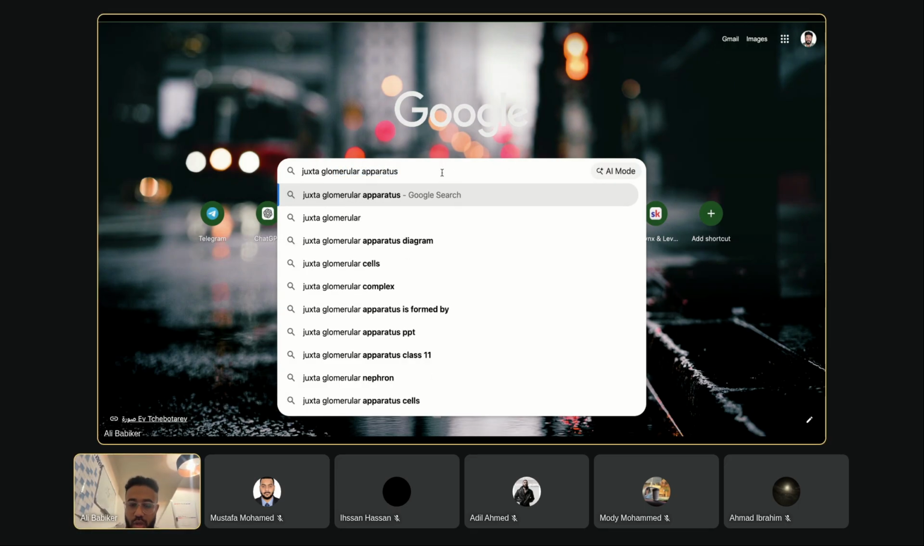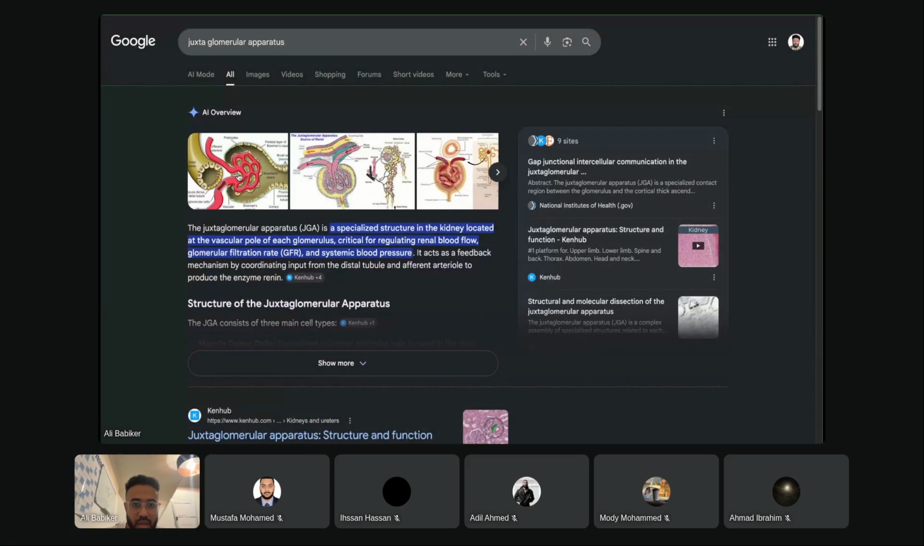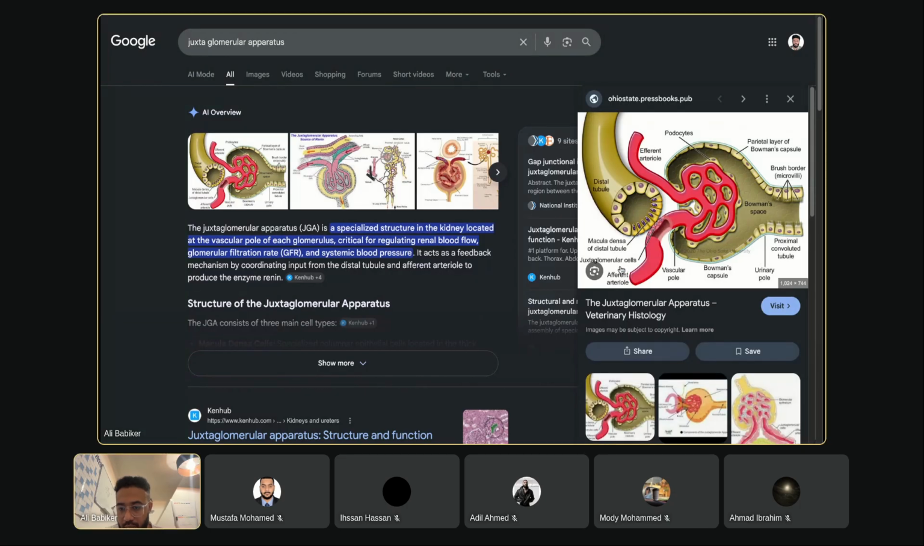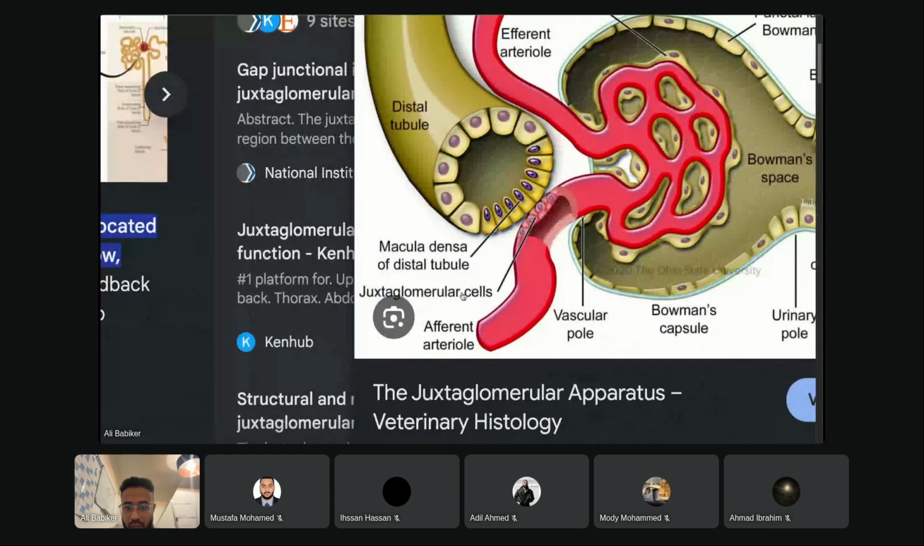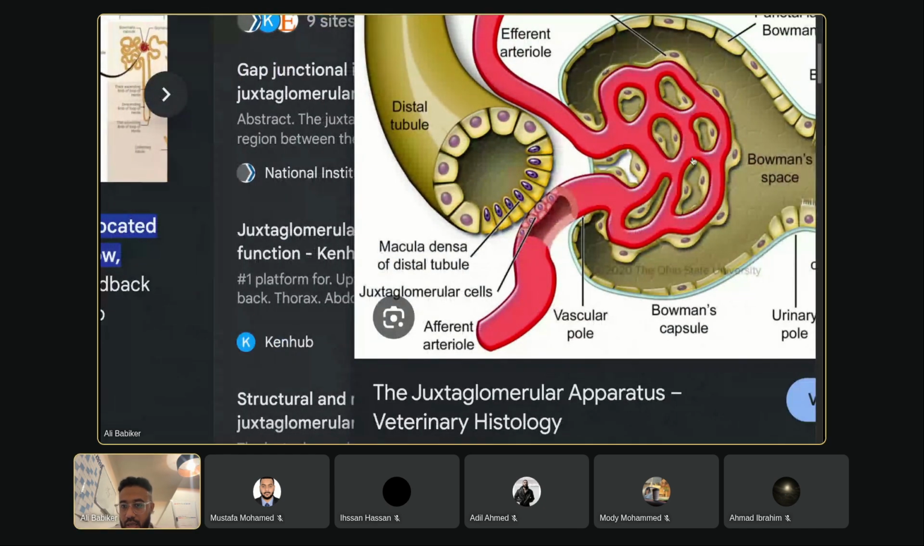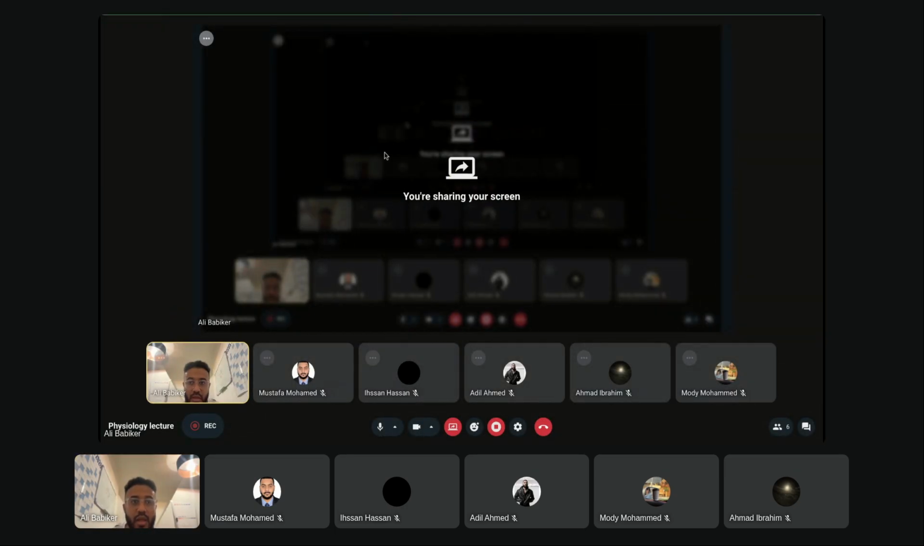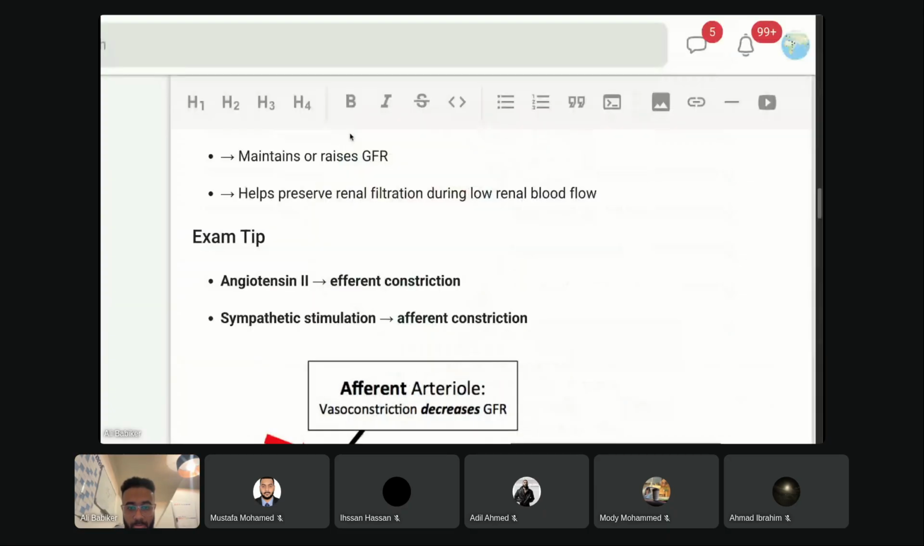Juxtaglomerular means close to the glomerulus. Do you see this word, juxtaglomerular? This is a glomerulus, you know this convoluted tubule, this is the juxtaglomerular apparatus. Juxta means close to. This is the endothelial cell, and you have the afferent and efferent arteriole. That's what we mean by juxtaglomerular cell. Okay, let's continue.